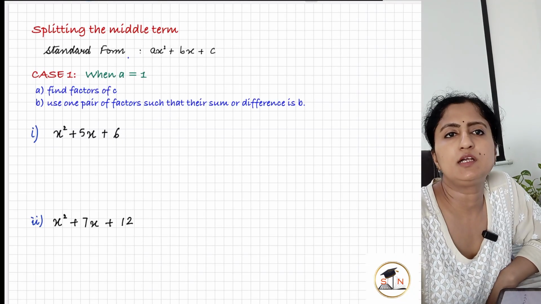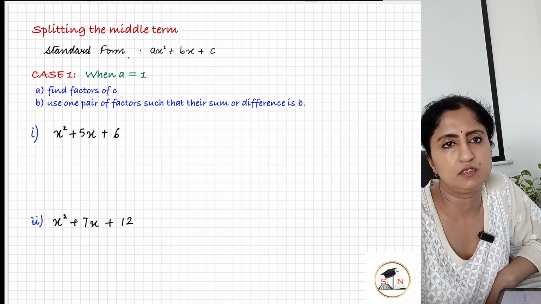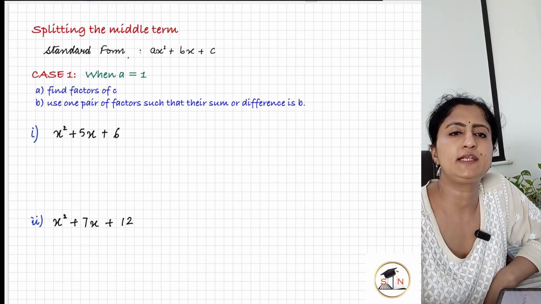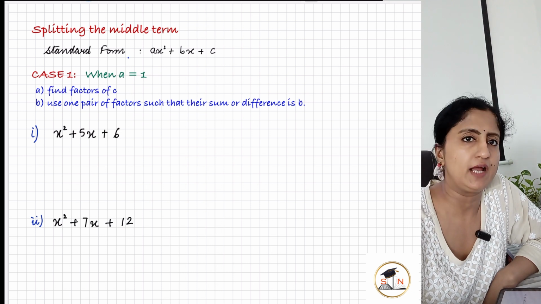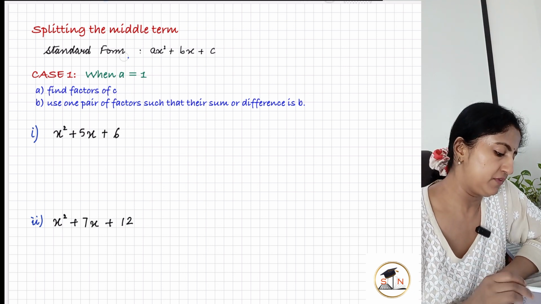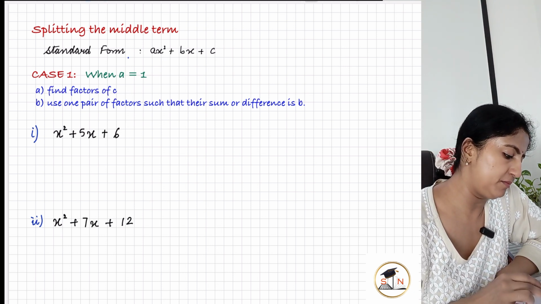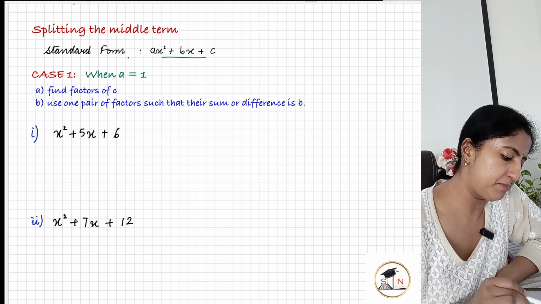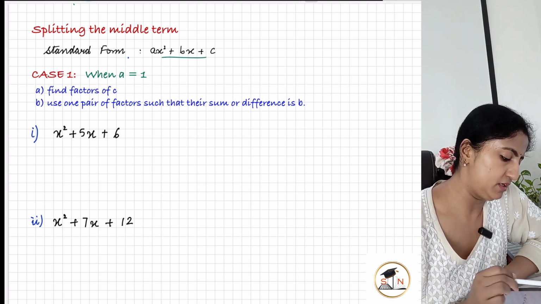In this video, you will understand how to do splitting the middle term. It is one of the most important techniques for factorization after identities. Now, the standard form for any polynomial is ax square plus bx plus c, right?